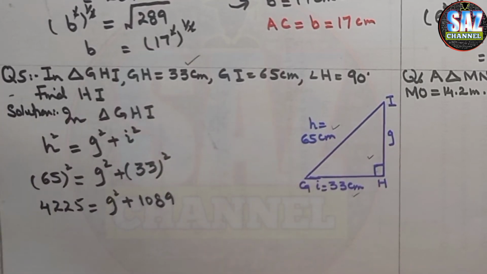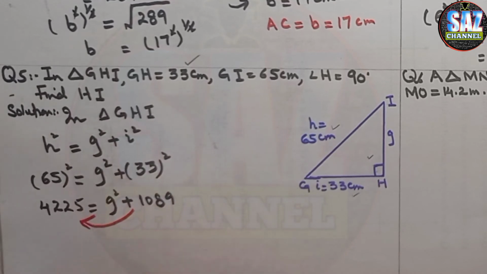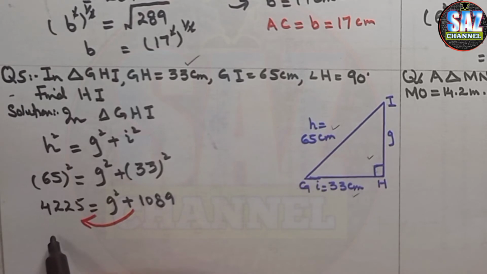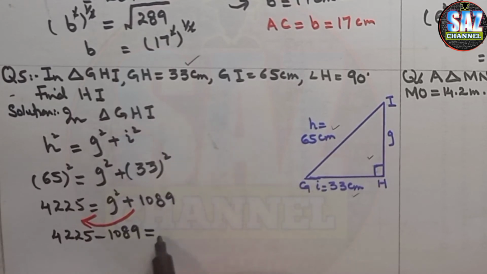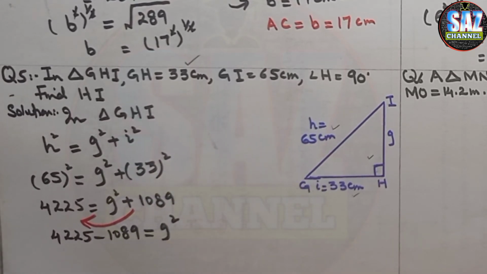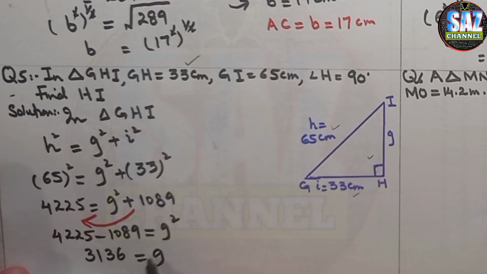And now in order to solve this equation, what we have to do, we simply have to shift this 1089 to other side, and the equation will take the form 4225 minus 1089 equals to g square. Okay, 4225 minus 1089 is 3136 equals to g square.